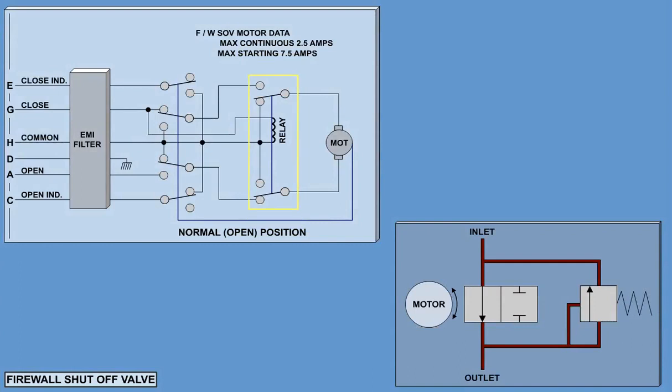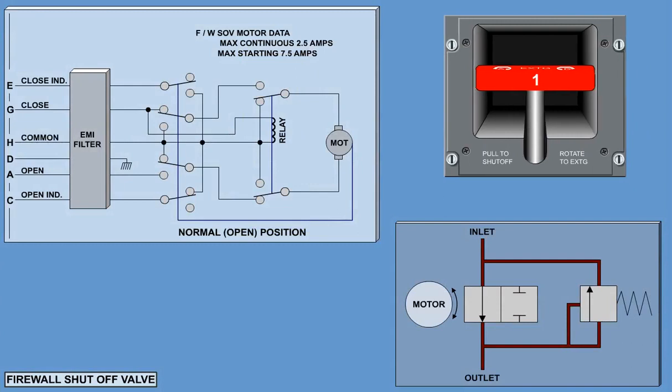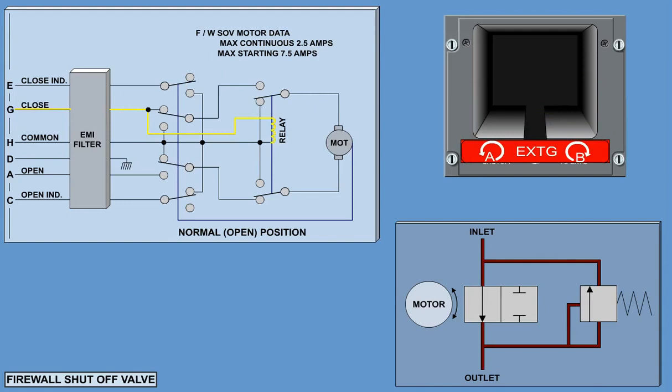A double-pole, double-throw relay is used to control the direction of motor rotation. When a valve close command is manually initiated by the pilot, the 2 relay switches move to the opposite pole, and motor rotation begins in a direction to close the valve.